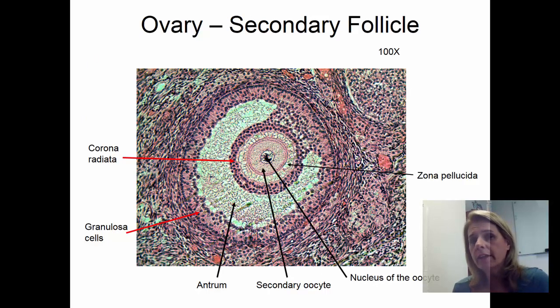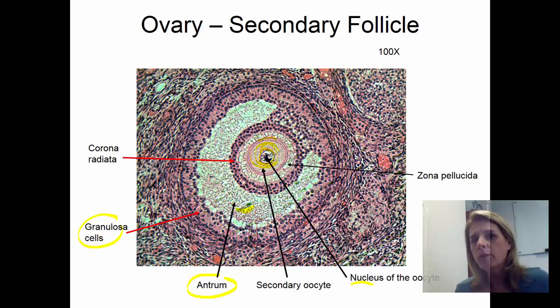All right, so this is another secondary follicle. It's got a little more detail, a little more questions I can ask you. So again, you've got the granulosa cells that make the follicle itself. You've got the antrum, the fluid-filled space here. You have, again, the secondary oocyte. So that's this thin pink ring. So all of this inside, that is the secondary oocyte. The thing in the very, very middle is the nucleus.